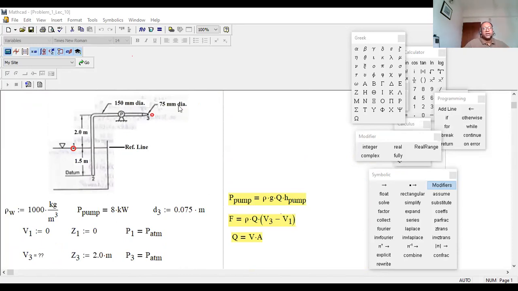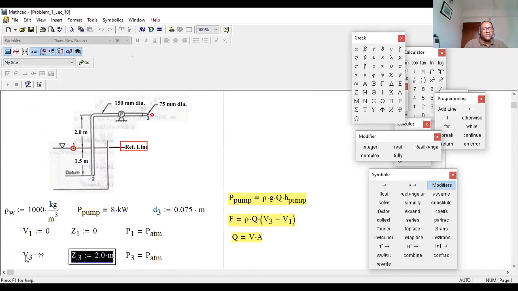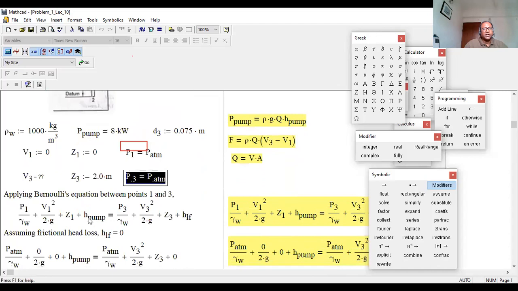This is our problem, right? So at first we write down all the data, what is given. We'll apply the Bernoulli equation at point 1 and point 3. So V1 equals 0. This is our reference line right over here, so your Z1 will be 0. Z3 will be 2 meters. V3 we don't know. P1 will be atmospheric pressure, and P3 will be atmospheric pressure. Then we apply this Bernoulli equation.